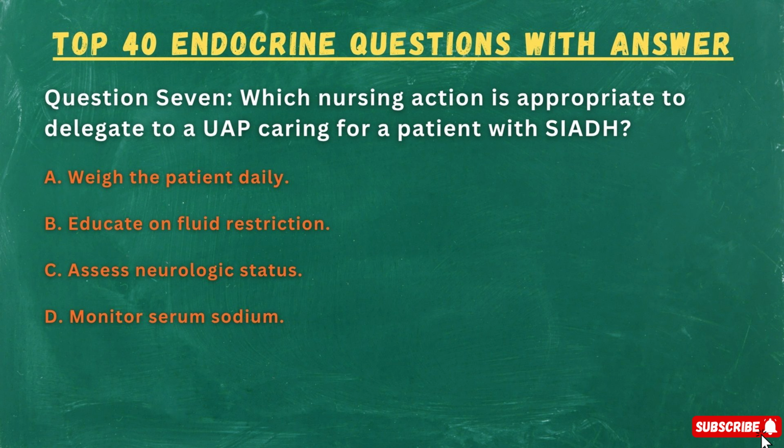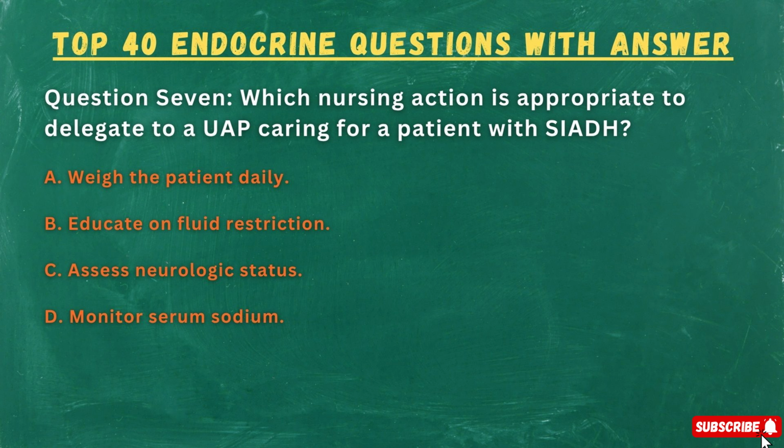Question 17. A patient with diabetes insipidus presents with a urine output of 400 milliliters per hour. What is the nurse's priority action? A. Document the finding. B. Notify the provider. C. Encourage fluid restriction. D. Start potassium supplementation. Answer: B. Notify the provider.